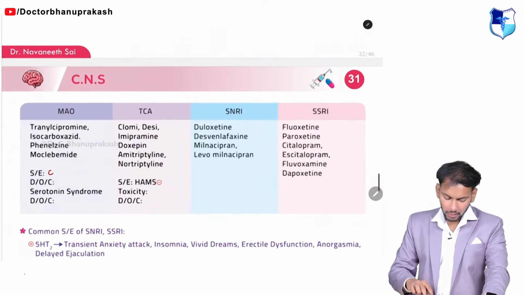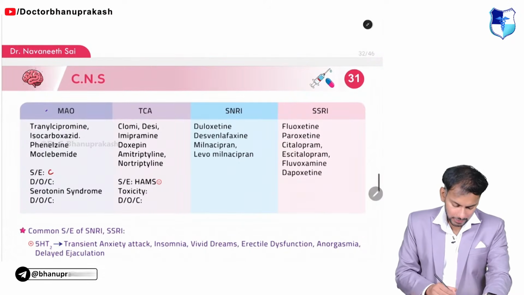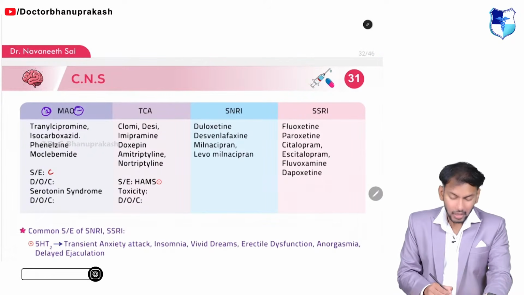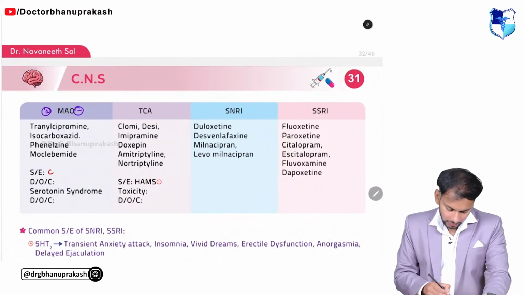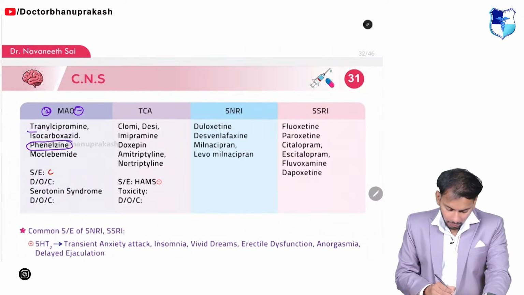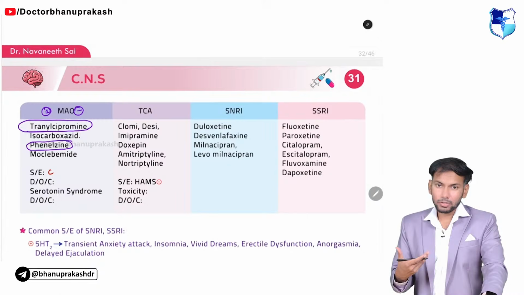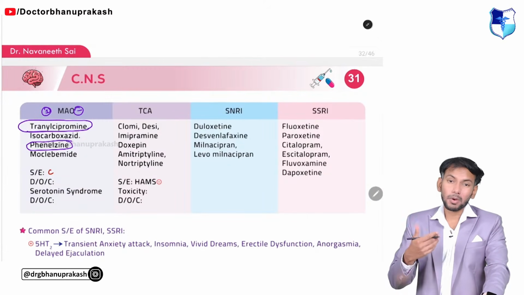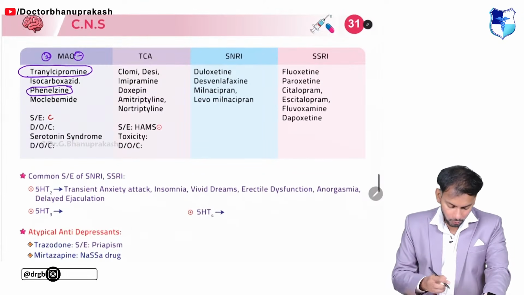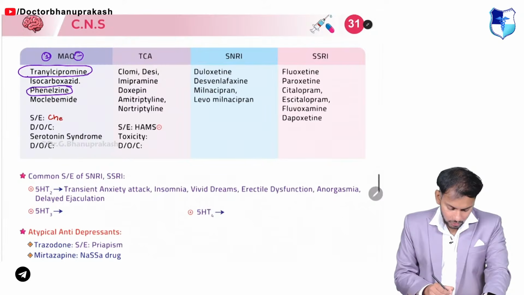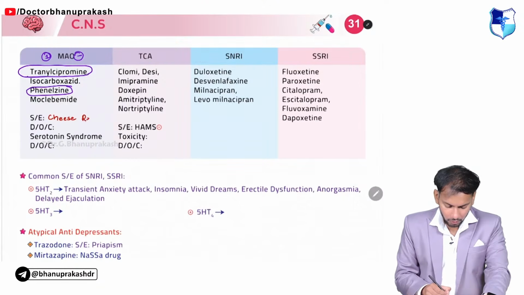Now, coming to the drugs here, we'll go through the first class of drugs. These are MAO inhibitors. In this, I want you to remember one thing, that is phenelzine. If you can remember one more thing, that can be tranylcypromine. Now, what are the side effects of MAO inhibitors? I told you, if you take MAO inhibitors along with cheese, it will cause the cheese reaction. What is the drug of choice for cheese reaction? It is phentolamine.